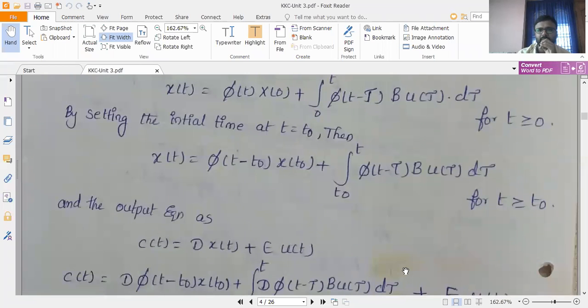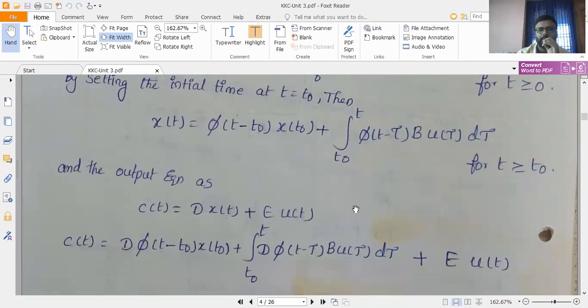What is the output equation of the state transition equation? This particular non-homogeneous state equation is going to be applicable only for time invariant systems, not time variant systems. Just comparing this equation with the output state transition equation, we are going to get c of t is equal to d into x of t plus e into u of t.